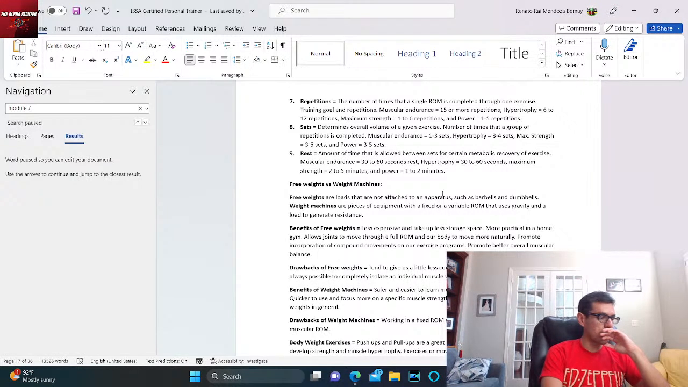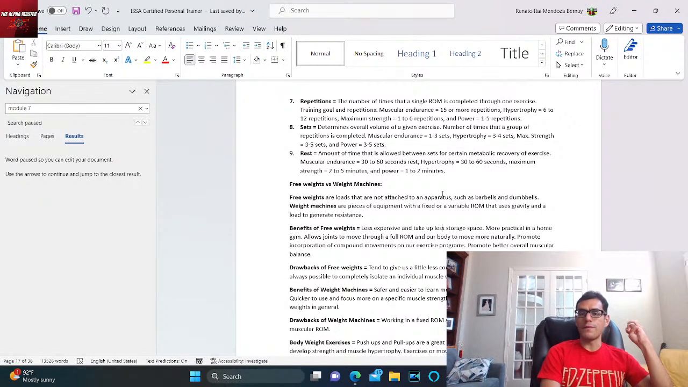So the benefit of free weights is that they allow our joints to move throughout the full range of motion during the given movements that we have. They promote incorporation of compound movements and promote better overall muscular balance in our bodies.